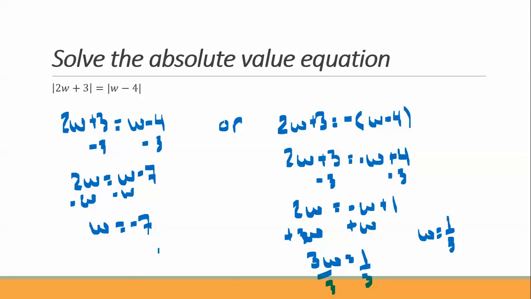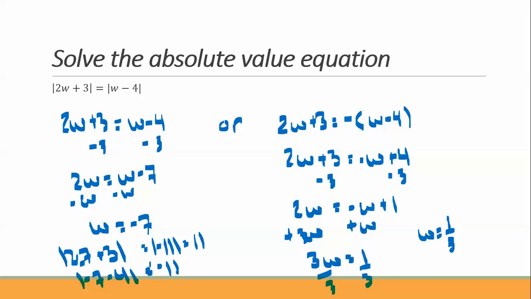Plug both of your answers back in to check. So we would have the absolute value of 2 times negative 7 plus 3. That's 2 times negative 7, that's negative 14. Plus 3 would be the absolute value of negative 11, which is 11. And then we have the absolute value of negative 7 minus 4, which is the absolute value of negative 11, which is 11. Make sure you check in the original to make sure both sides are equal.